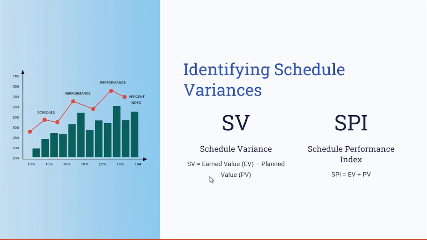If you recall, when we were discussing EVM, the earned value management, we talked about the schedule variance and also the cost variance, which is CV. The schedule variance, which is SV, and the schedule performance index, which is SPI. These two are used to measure the schedule performance.